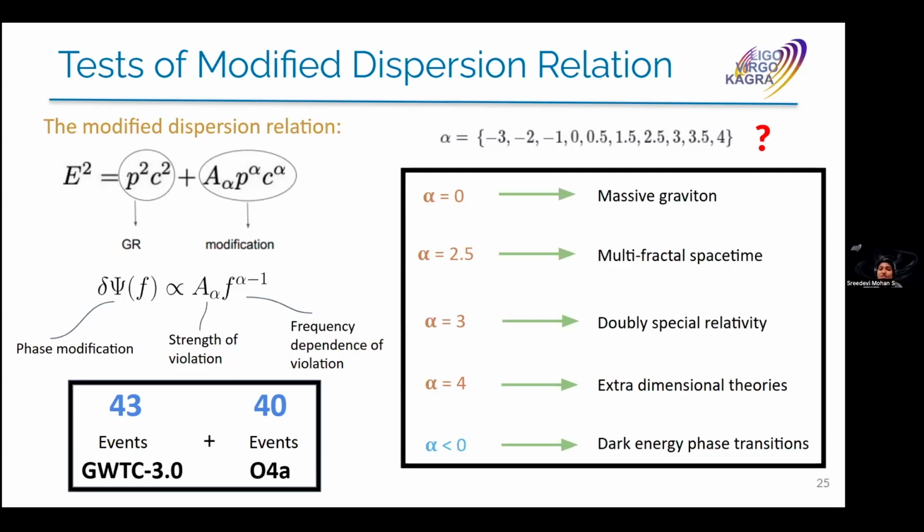We also excluded alpha equal to 1 because the group velocity is equal to the speed of light at leading order, and hence we cannot constrain the parameter A alpha for alpha equal to 1. The other values of alpha are motivated by different alternative theories of GR, as you can see in the slide. Mainly alpha equal to 0 corresponds to the massive graviton theory. Here we are also considering negative values of alpha, which can happen in a dark energy phase transition. Can you go to the next slide?